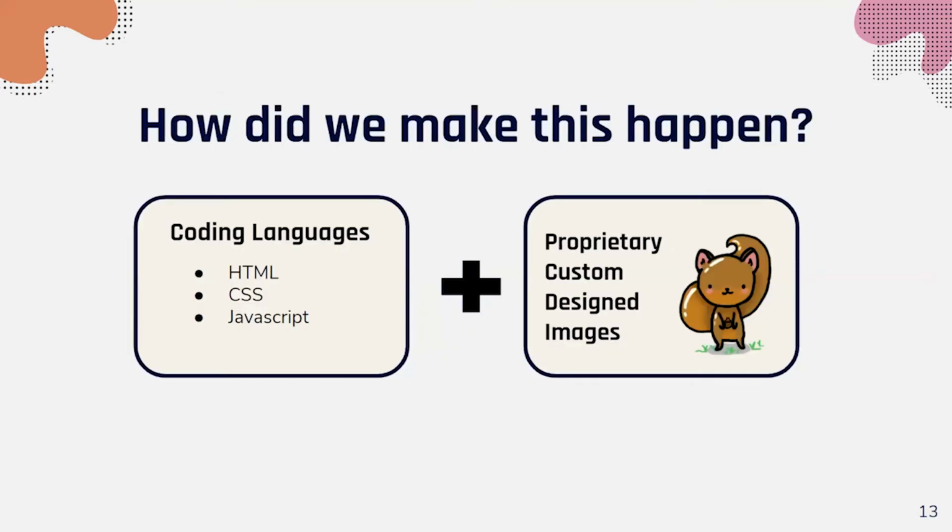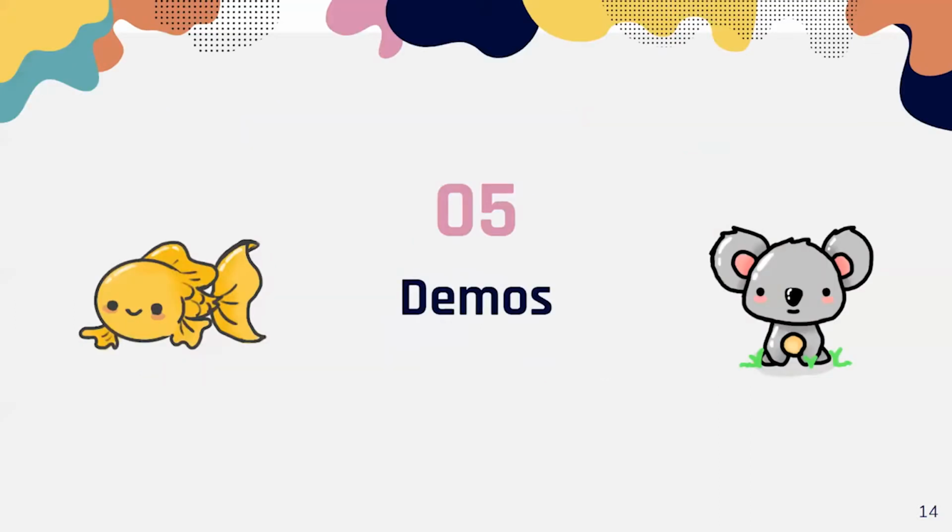So how do we make this happen? The coding languages that we use for our MVP are HTML, CSS, and JavaScript. We also created custom designed images of animals that we are using in our project. And now I'll pass it over to Sarah to show our demos.